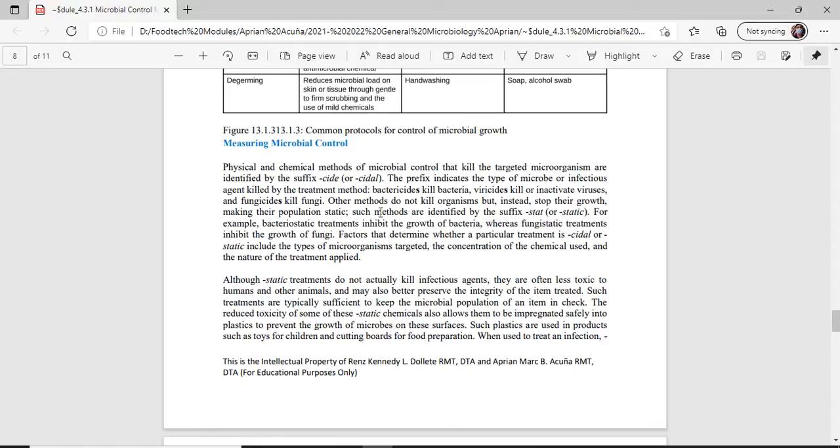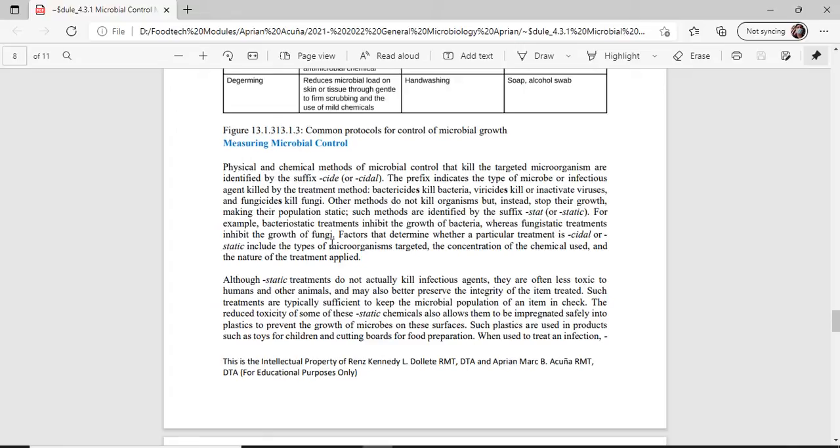Simple lang, di ba? Other methods do not kill your microorganisms but stop their growth, making their population static. Okay, hindi na sila nag-multiply. Such methods are identified with the suffix stat, which means stop. Stat or static. For example, your bacteriostatic treatment inhibits the growth of your bacteria. Okay, ibig sabihin, nag-grow ka, but naggamit ka na sang bacteriostatic reagent, ibig sabihin, kung ano lang ang nag-grow, that is your final colony count. Hindi na magtubo pa.